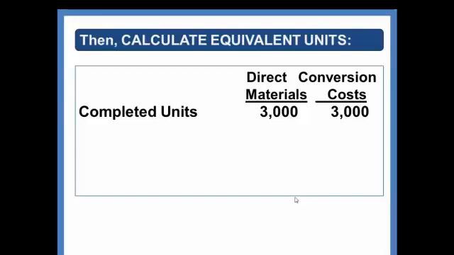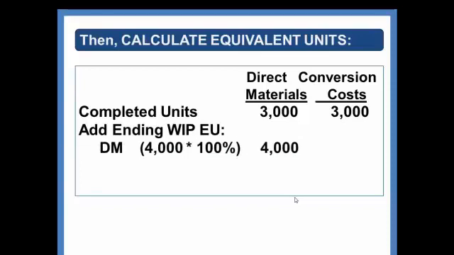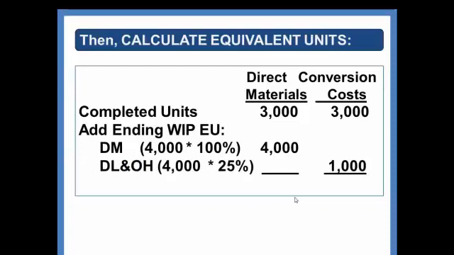But we also completed some of the ending work in process. We are told that for materials, all material is added at the beginning of the process, and there were 4,000 units. So there's 4,000 equivalent units of production. Conversion costs were only 25% complete. So we had 1,000 equivalent units of production for those ending units. So our equivalent units as to materials is 7,000 units, and our equivalent units of production for conversion costs are 4,000 units.